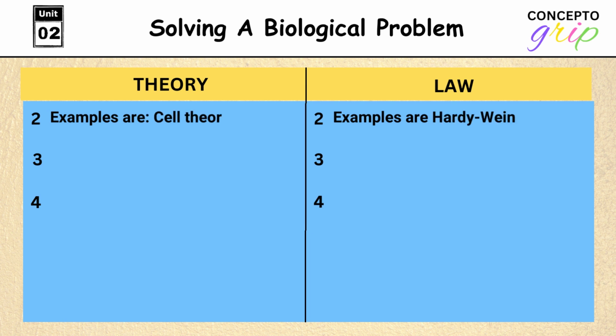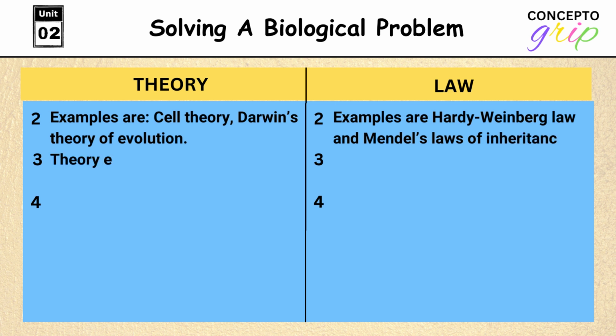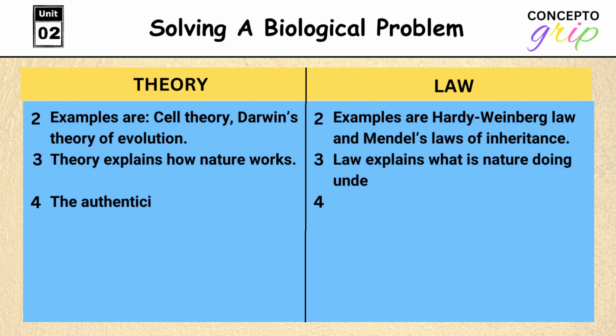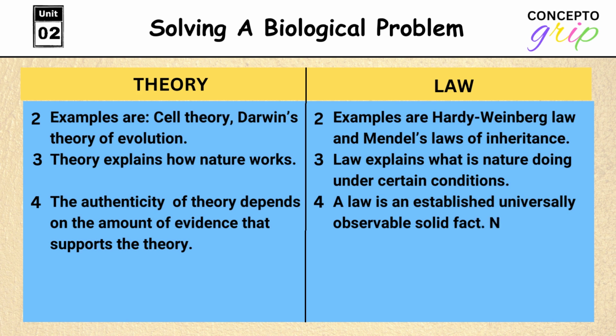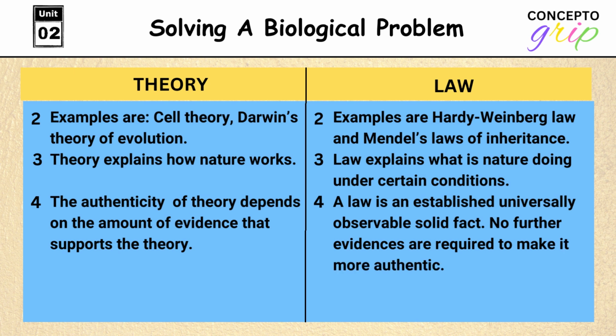Number 2. Examples of theories are cell theory and Darwin's theory of evolution. Examples of laws are Hardy-Weinberg law and Mendel's laws of inheritance. Number 3. Theory explains how nature works. Law explains what nature is doing under certain conditions. Number 4. The authenticity of theory depends on the amount of evidence that supports the theory. A law is an established, universally observable solid fact. No further evidences are required to make it more authentic.